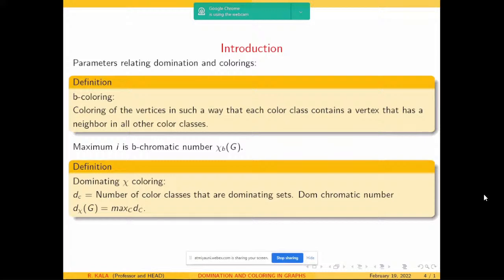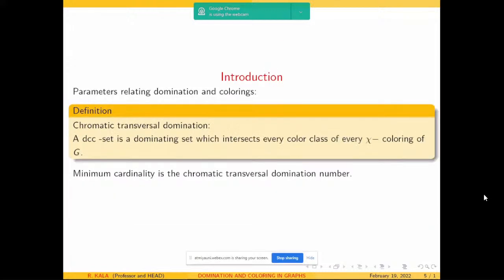That is the dom chromatic number. So you give a proper coloring for the vertices, collect all the color classes, find the number of color classes which are dominating sets, and take the maximum of that number. The maximum is taken over all possible proper colorings. That is denoted by the dom chromatic number, D chi.